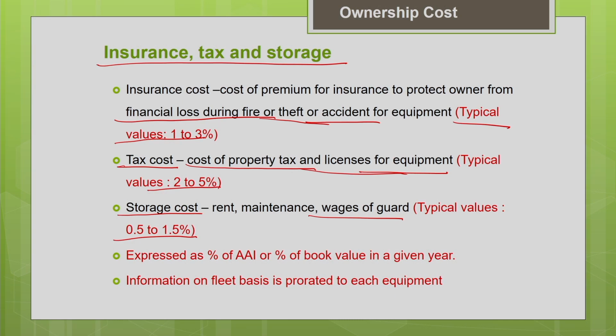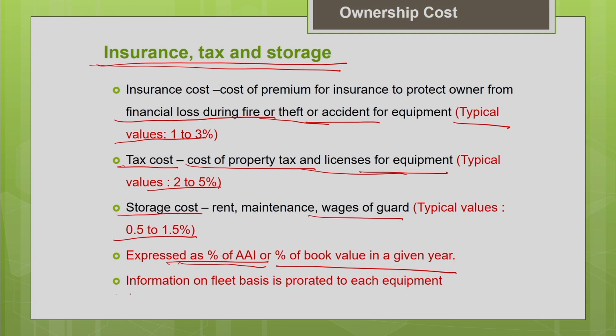So all these components of the ownership cost are expressed as a percentage of average annual investment or the average value of the machine. Just now in the previous slide we discussed the average value of the machine. These components are expressed as a percentage of the average annual investment, or the percentage of the book value in a given year. This information we may be getting on an entire equipment fleet basis, then you can prorate it to each individual equipment according to your requirement.